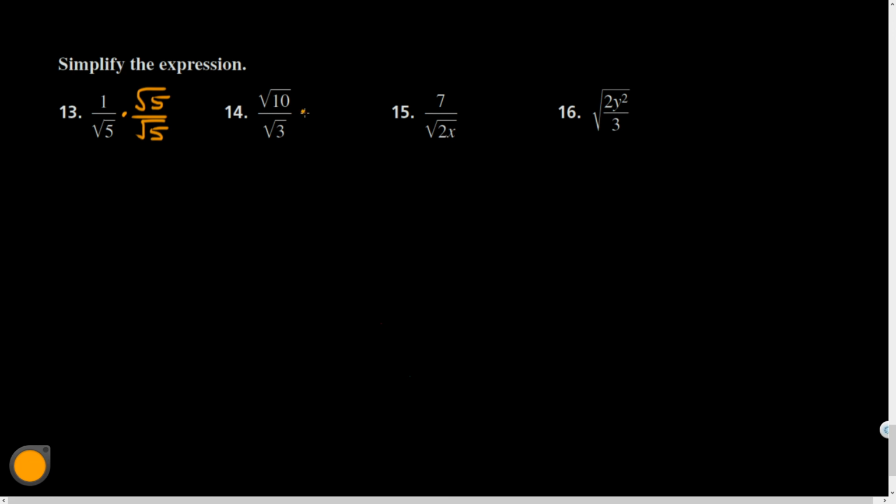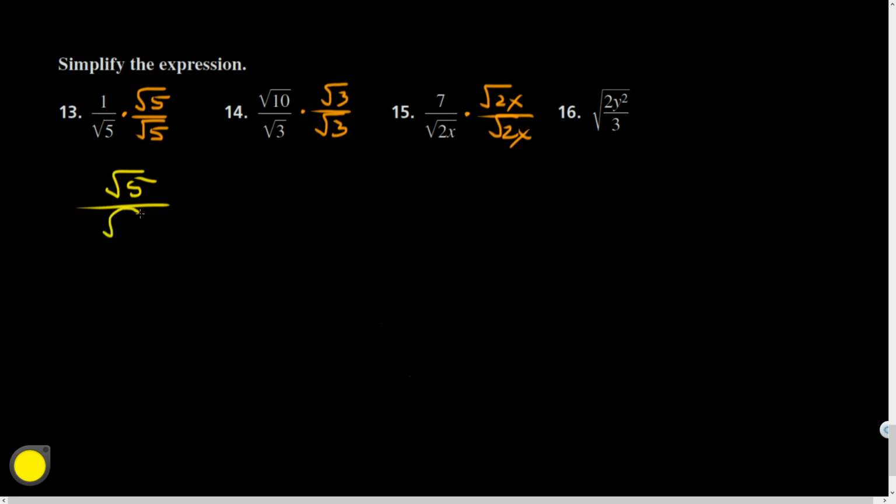Over here, I want to get rid of the radical in the denominator, so I'm going to multiply by rad 3 over rad 3. Okay, over here, want to get rid of this? I'm going to multiply by rad 2x over rad 2x. All right, and tell you what, let's actually simplify one of these. So up top, rad 5 is left over. Rad 5 times rad 5 is just 5.